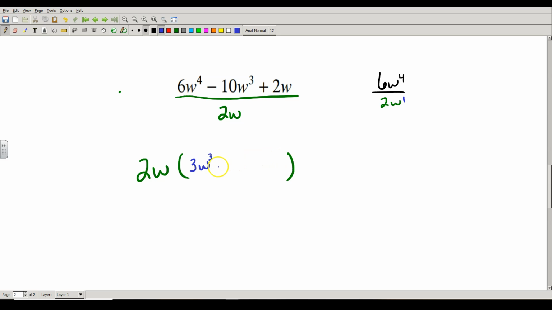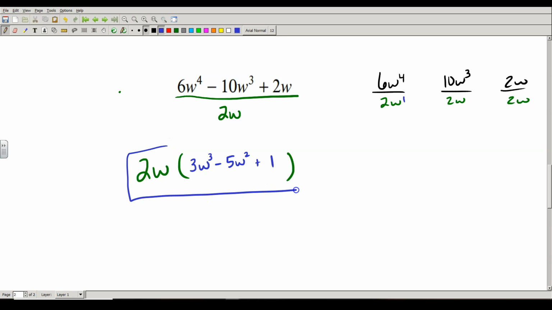And then we'd keep going. We would say minus, now we have 10w cubed. We'll divide that by 2w. That would be 5w squared. And then last but not least, I have that 2w. And of course, if I divide that by 2w, I would just get 1. So this would be factored form just by pulling out that greatest common factor. This is what the result would be.